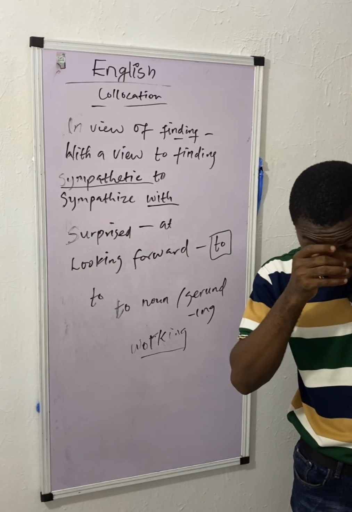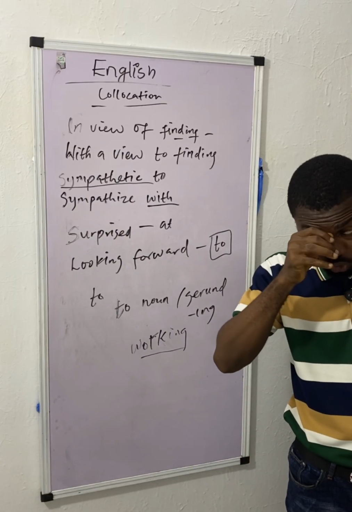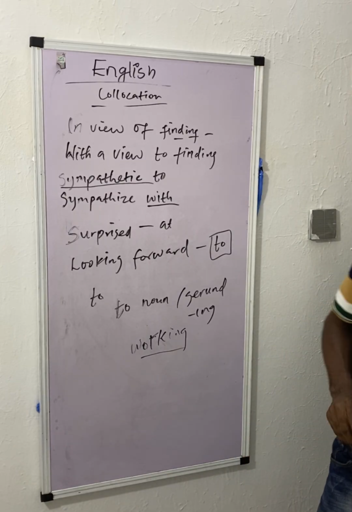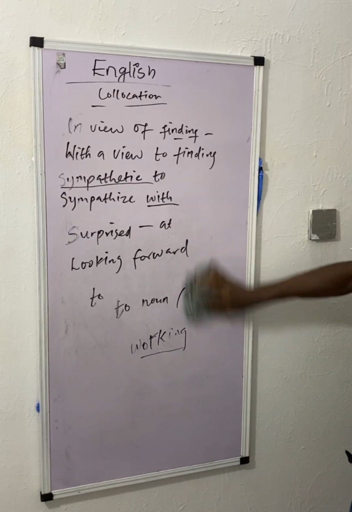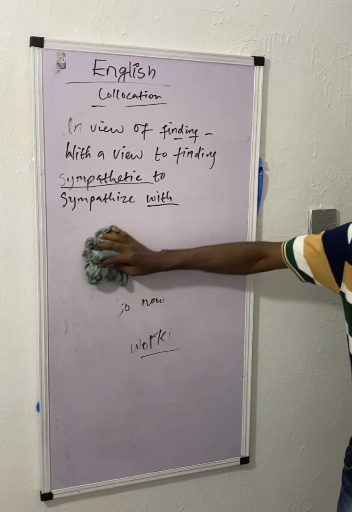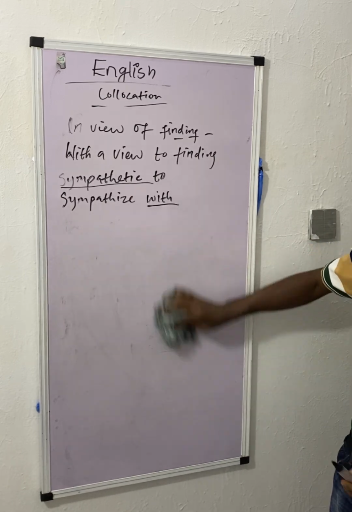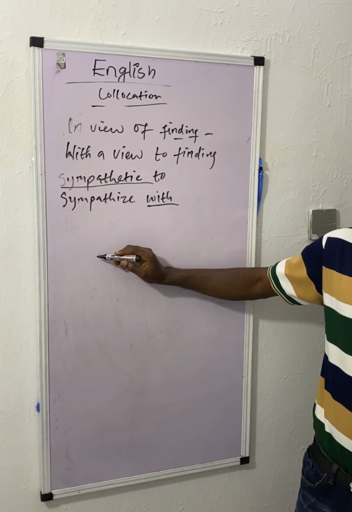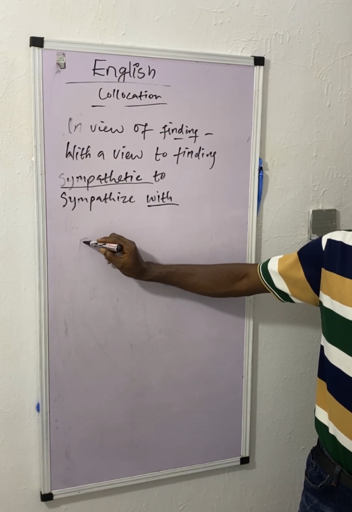Prefer collocates with to. I prefer this to this. Don't say I prefer this than this. I prefer rice to beans. I prefer chocolate to strawberry. I prefer chocolate to vanilla. Prefer collocates with to.